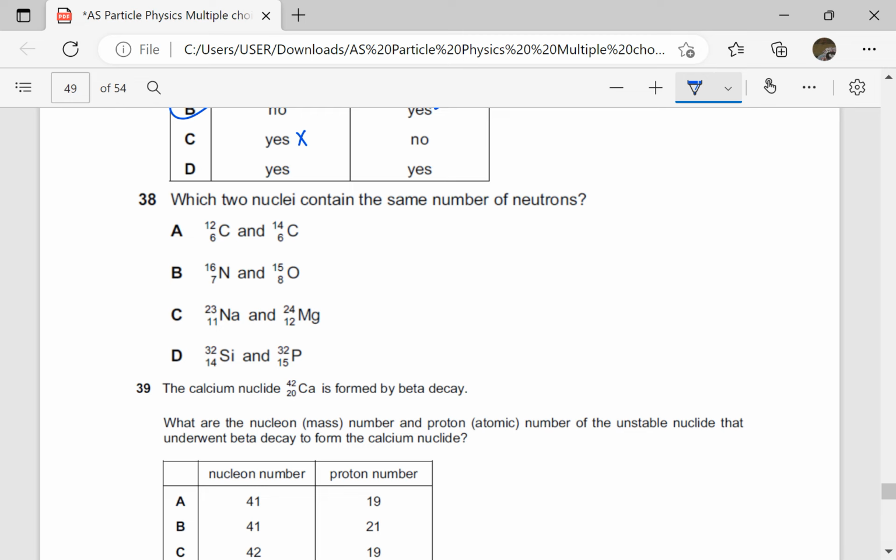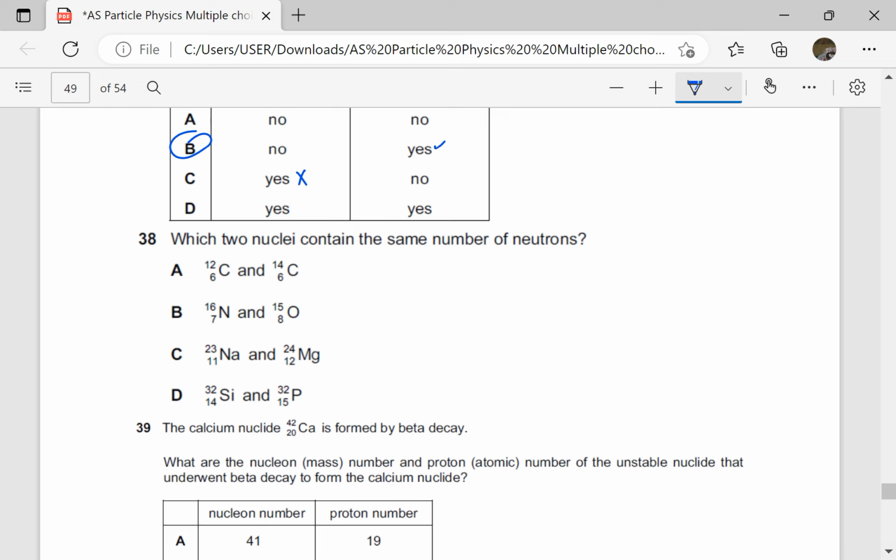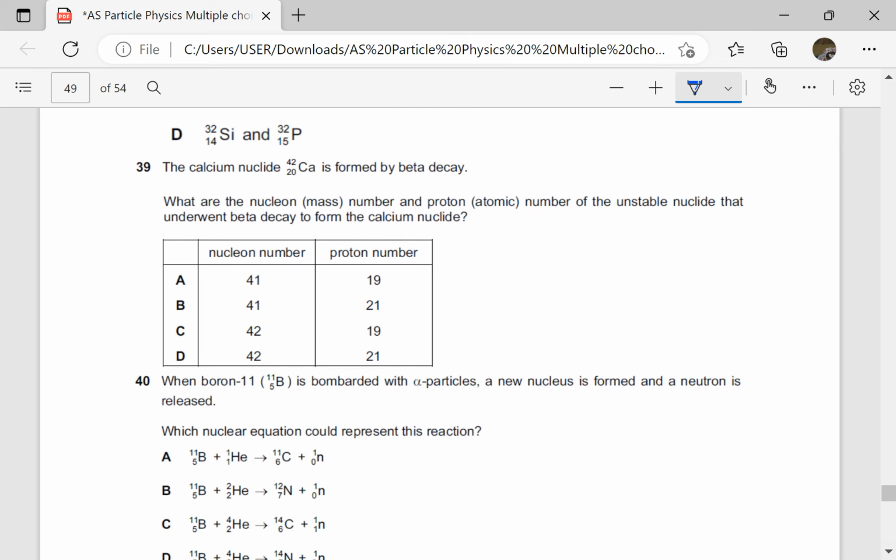Which two nuclei contain the same number of neutrons? Here they can't be the same when you subtract. Here it is 9, and here 15 minus 8 is 7. That is no. This is 23 minus 11, that is 12. 24 minus 12, that is 12. So the answer is C.